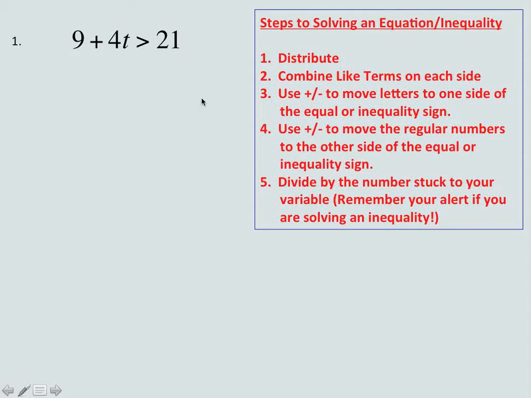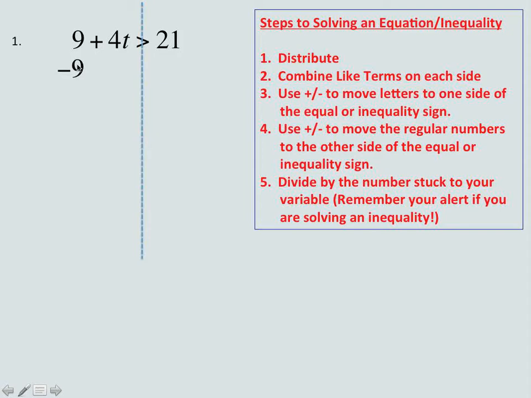All right, so here we go. 4t plus 9 is greater than 21. It's just like an equation, so you have to do the same thing on both sides. The letters are already on the left. The 4t is already on the left, so I'm going to get rid of this 9 by subtracting 9. Notice in your steps here, you didn't have to distribute. There was nothing to distribute. There were no like terms on each side of the inequality sign. So you can jump all the way to number 3.